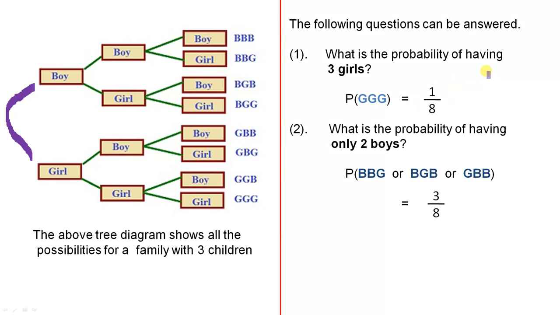Now we can answer the questions. What is the probability of having 3 girls? That's the only instance where you'll have 3 girls out of 8 different possibilities. So the probability of having 3 girls was 1/8. What is the probability of having only 2 boys? Only 2 boys. Okay, well, here's one possibility. Here's another possibility. And there's the last one. So the probability of having only 2 boys is 3/8.